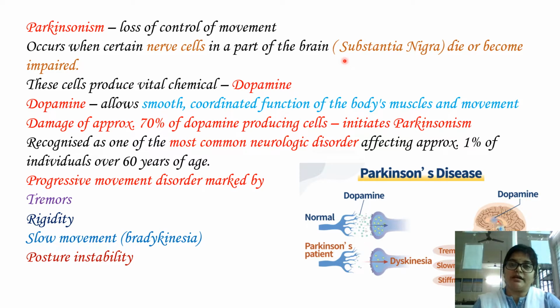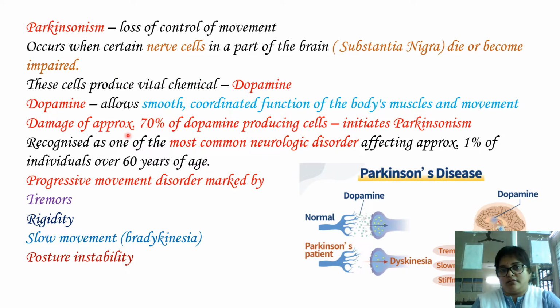Why does degeneration of the cells in the substantia nigra cause Parkinsonism? Because the substantia nigra produces a chemical called dopamine, which is a neurotransmitter. When dopamine is not produced properly, there won't be coordination in the body's muscles and movements. Dopamine is responsible for the smooth coordination of the body's muscles and movements. So when the cells in the substantia nigra degenerate, they do not produce dopamine, and there will be disturbance in the coordination between the muscles and the movements.